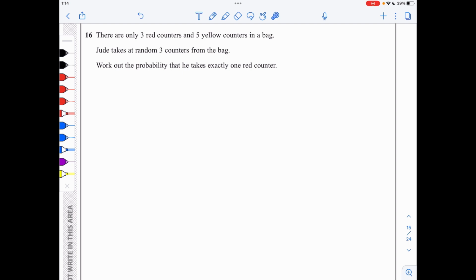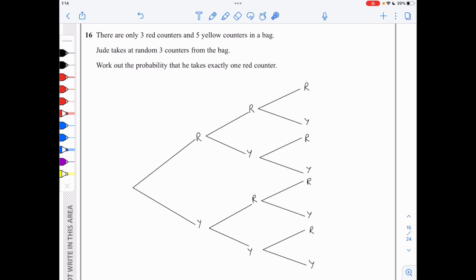So we have 3 draws, and each draw may lead to a red or a yellow counter. So my tree diagram would look something like this. I could add up the probabilities. We start with a total of 8 counters, 3 of which are red and 5 of which are yellow. Now if the first counter drawn out is red, that means we are left with 2 red counters out of a total of 7 counters. And if this continues for a second time, then that's going to be 1 over 6.